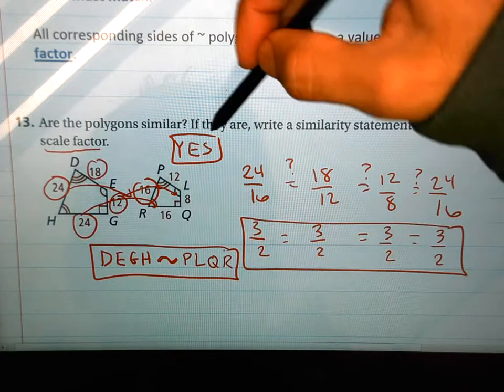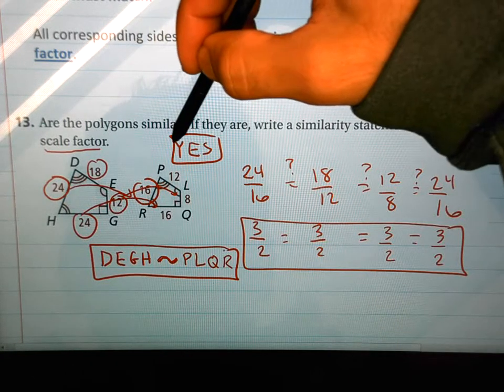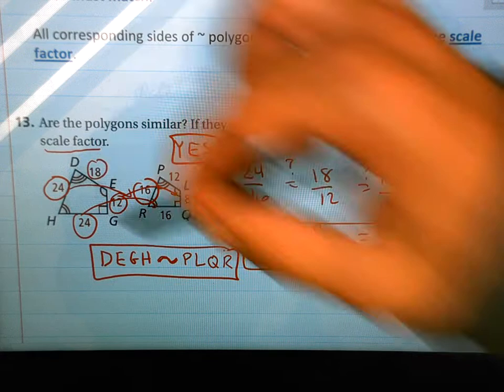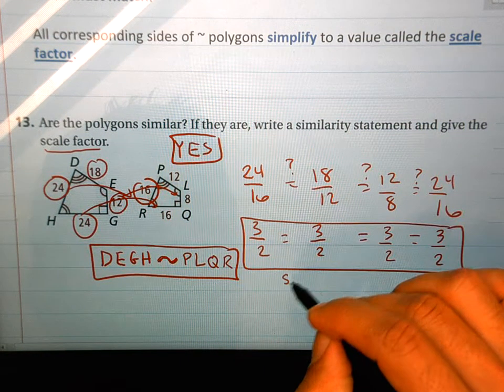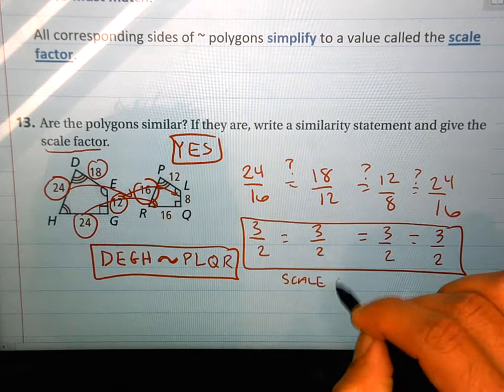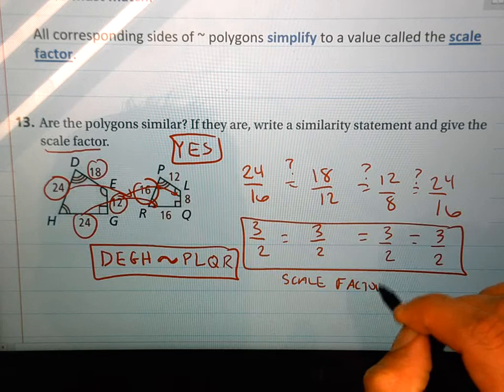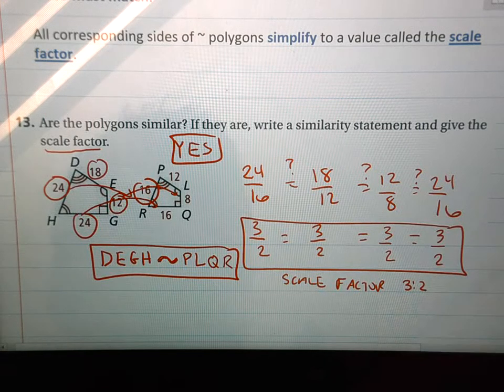We have, yes, polygons are similar. Similarity statement and give the scale factor. The scale factor is 3:2. And you can write it, remember, as a fraction, or you can write it with the colon. Sometimes you write it with the word, but 3:2 is just fine. Got it?